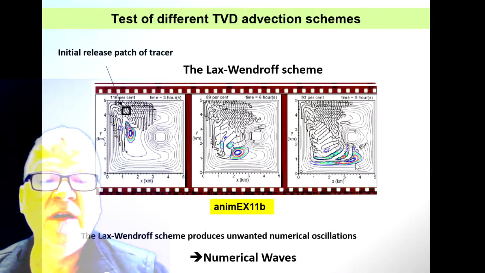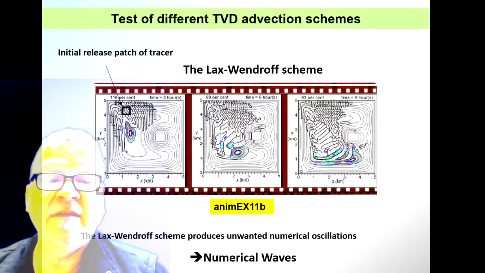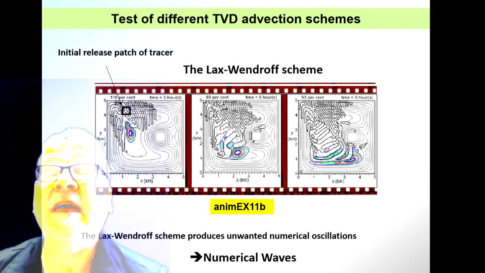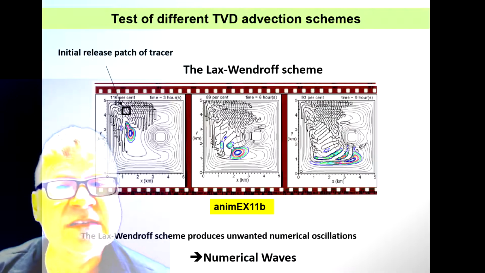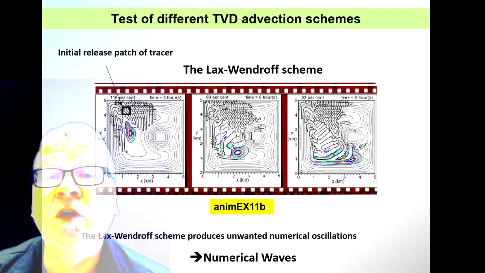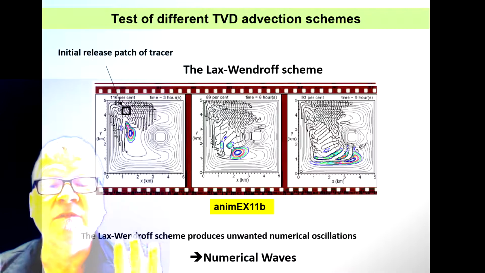Instead of one patch, you actually have 3 patches, and there's a 4th one developing here. It splits up into wave patterns, and in between are actually negative. And negative concentrations don't exist, so it creates lots of rubbish results. I would not use the scheme because it creates these numerical waves.